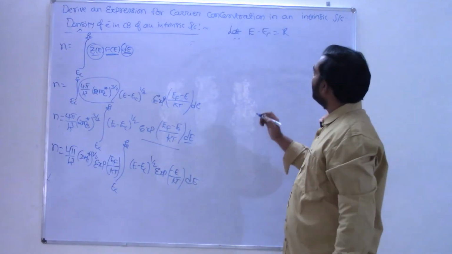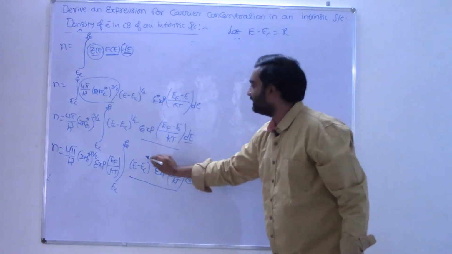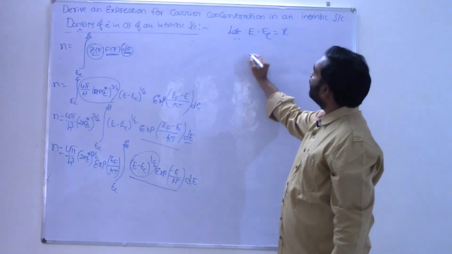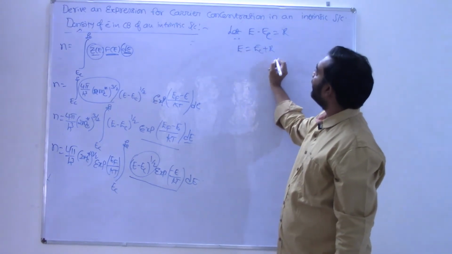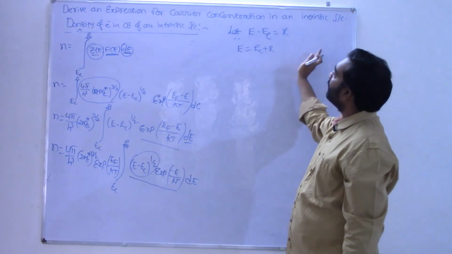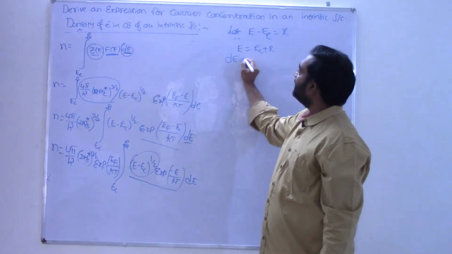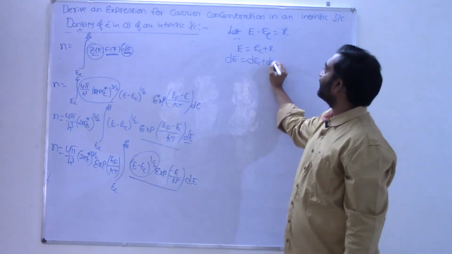To solve this integral, let us assume E minus EC equals x. If you bring this minus EC to the opposite side, you would get E equals EC plus x. Then dE equals dEC plus dx.